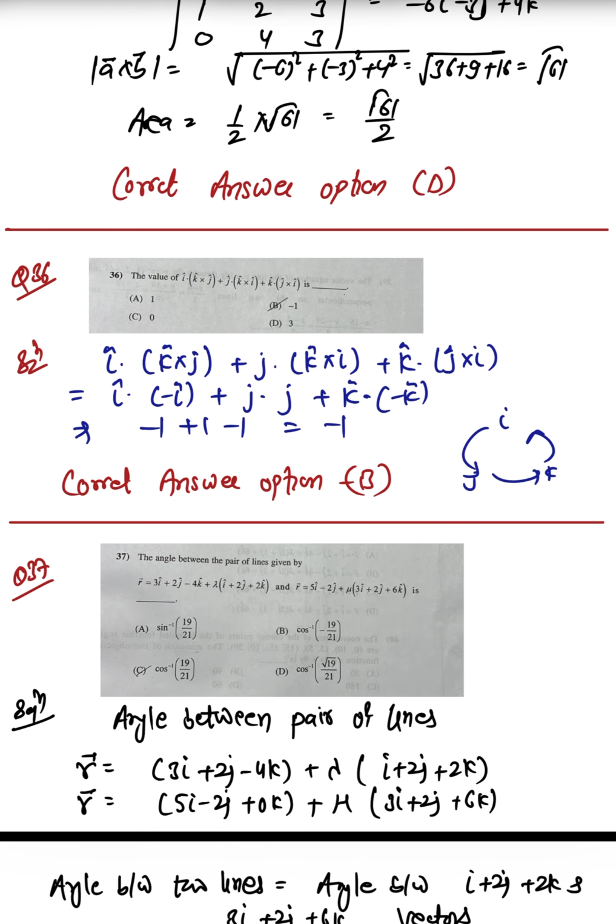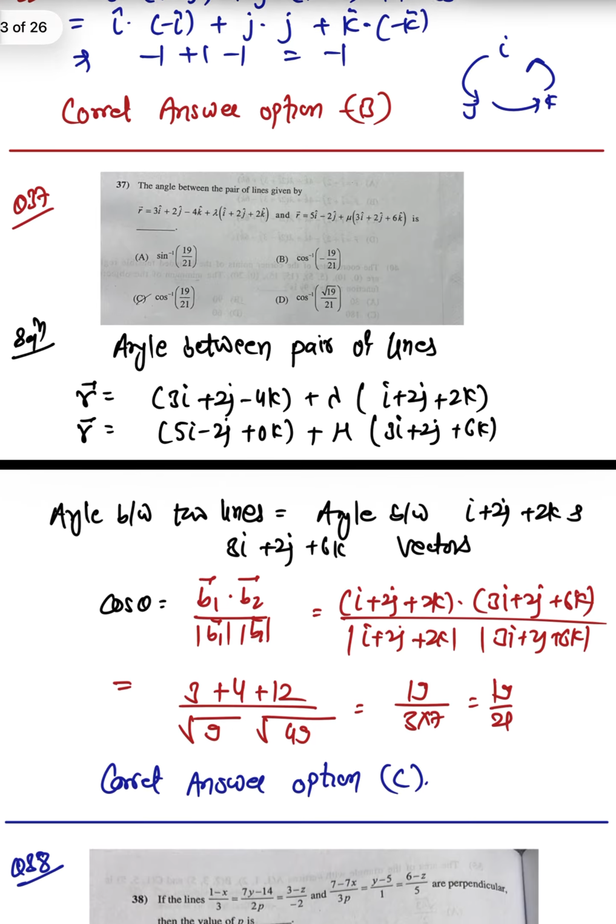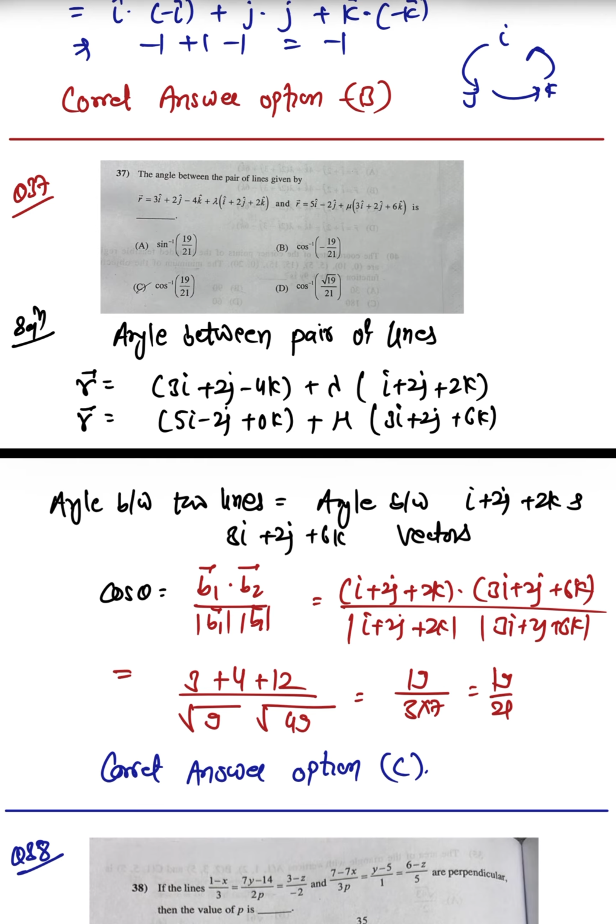36. i dot (k cross j), j dot (k cross i), and k dot (j cross i). So k cross j is minus i, k cross i is j, j cross i is minus k. So we will get i dot minus i is minus 1, j dot j is 1, k dot minus k is minus 1. So hence the answer is minus 1. Option B is correct.